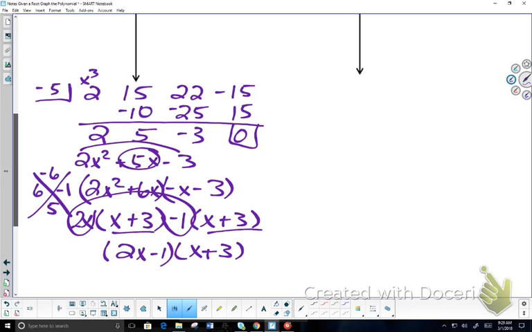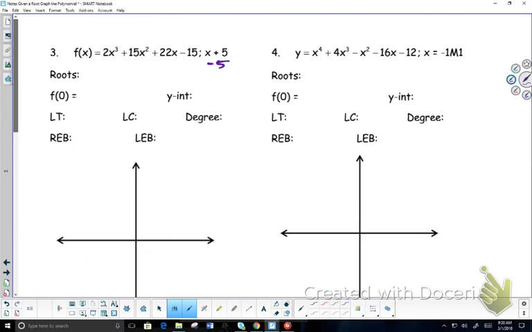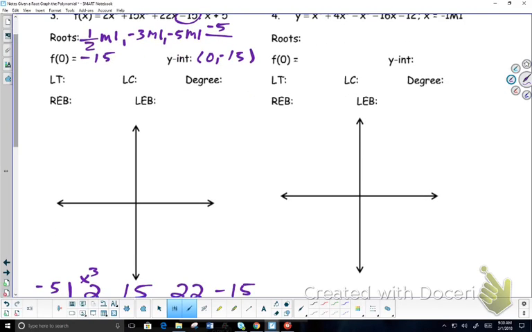So this right here would end up being x equals 1/2, and this would be x equals negative 3. They both only occur once, so we still have a multiplicity of 1. So let's see, we got 1/2 multiplicity of 1, we got negative 3 multiplicity of 1, and then don't forget, we have that negative 5 multiplicity of 1. If I plugged in 0, I would get the constant, which is negative 15, and this is going to be my y-intercept. So I can go ahead and graph that in my roots.